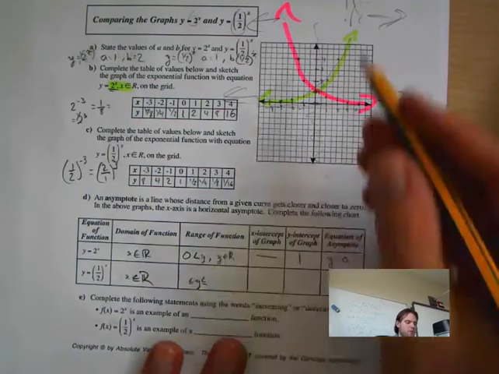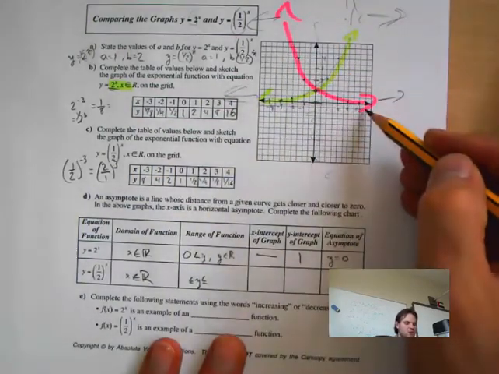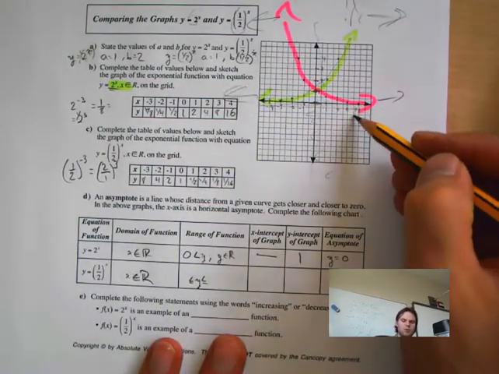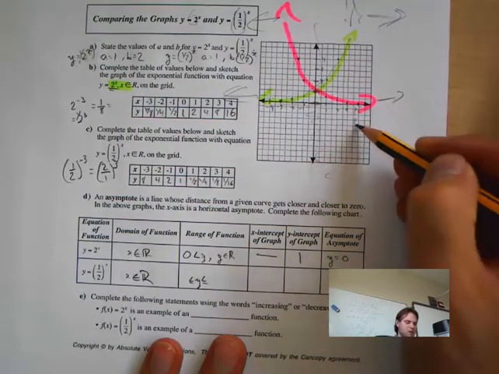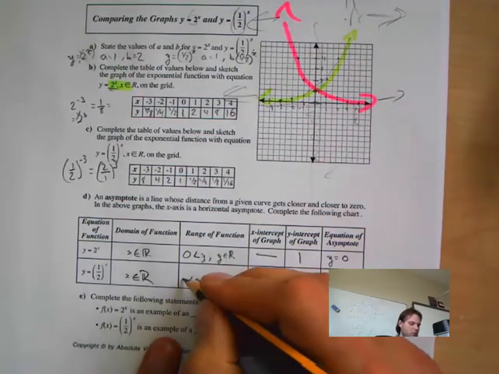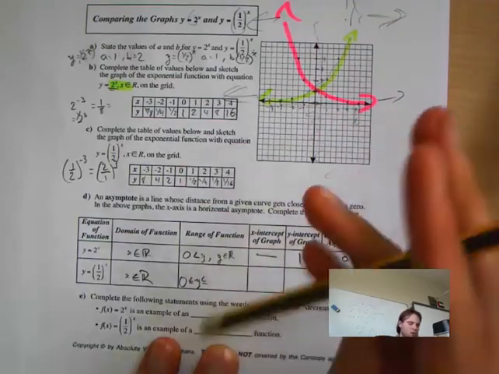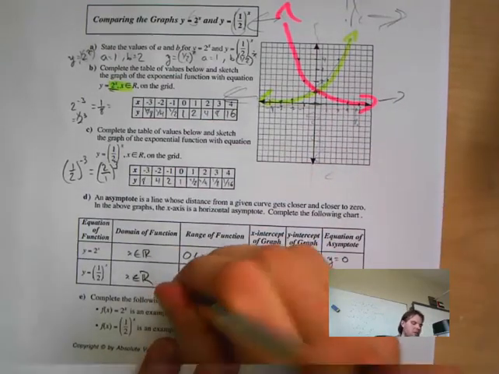Let's see, is there a minimum for this graph? Going down, well, there is. I can't go below this line, can I, with this pink one? So there is a minimum, it's 0. But can y equal 0? No, I cannot. So I'm going to erase that equal sign on the bottom.